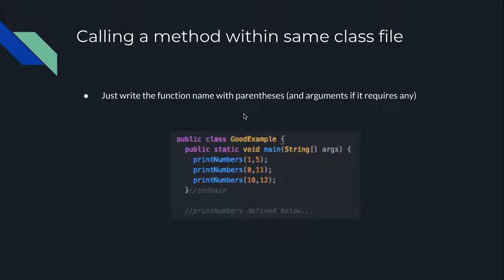So calling a method within the same class file is super easy. And this works for both static and non-static methods. And so we have this good example again, and in our main method, we are calling print numbers. So anytime you're calling something from the same exact class file, you just have to state the method name and put in whatever arguments you need to put in, and then that's the end of story. And the reason why we do this is because we already know where this method exists. It exists in this file, so Java automatically knows that.